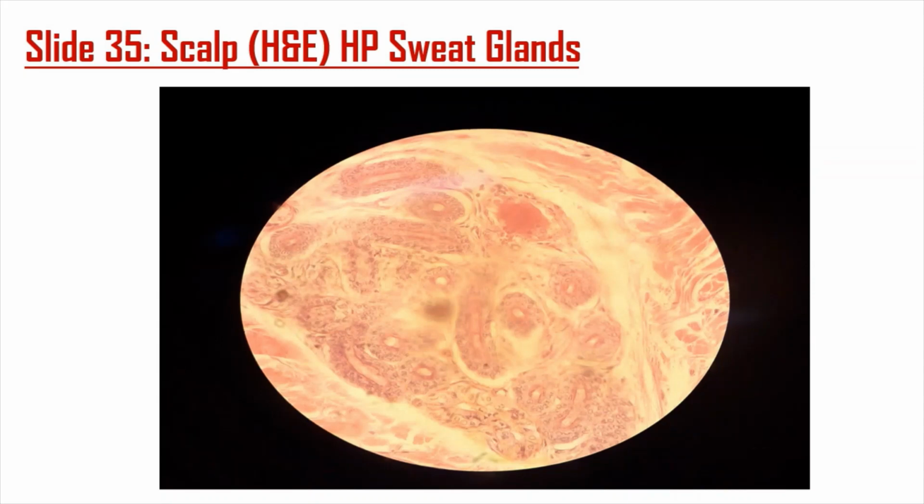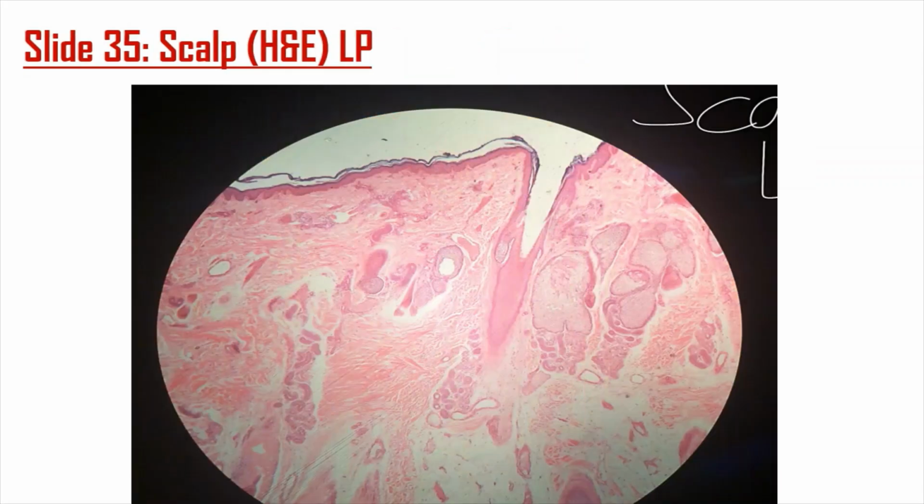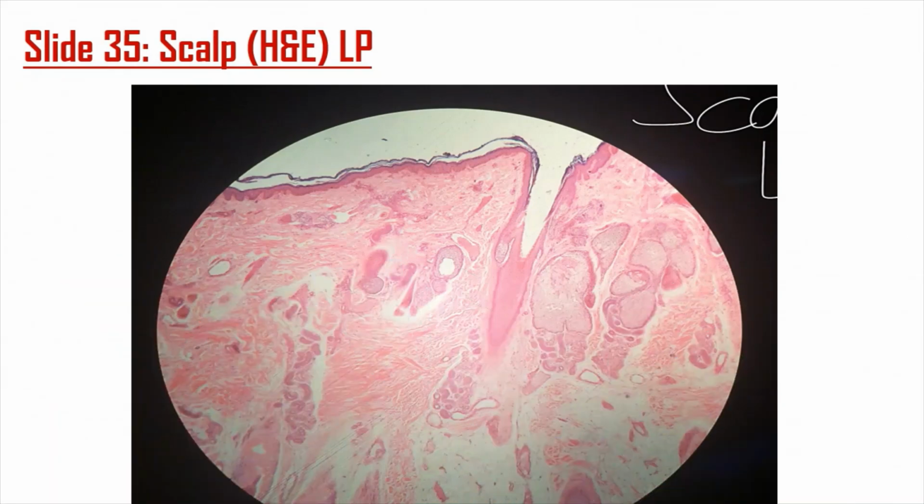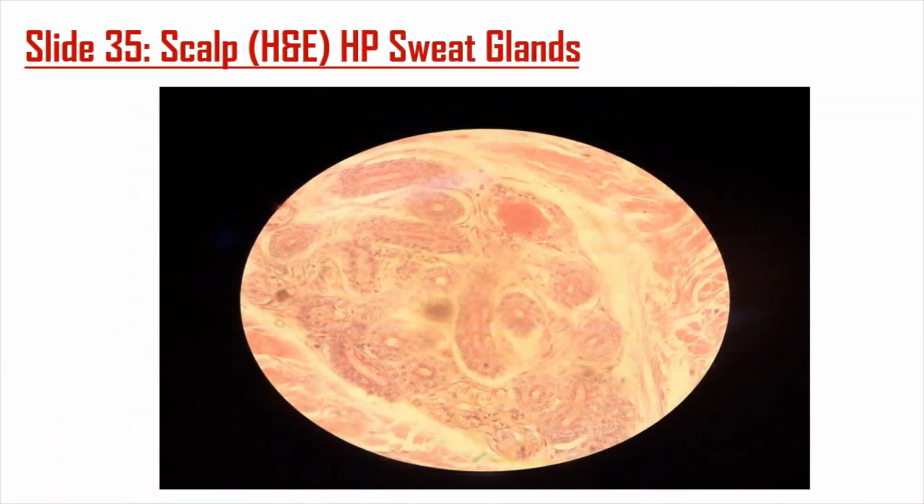So this is a sweat gland here. This is a sweat gland here. This is a sweat gland here. So that is at high power. This is a sweat gland there. So that's what you are looking at. The sweat glands are lined by either simple or pseudostratified columnar epithelium. So make sure when you're drawing these glands, you show the type of epithelia that is here. This looks like it is pseudostratified columnar epithelium.